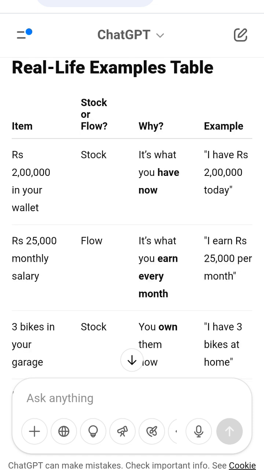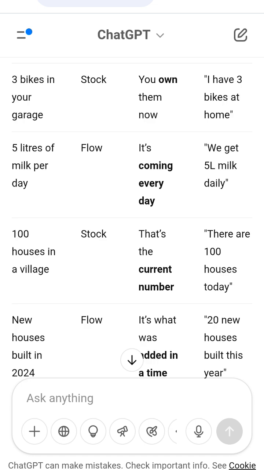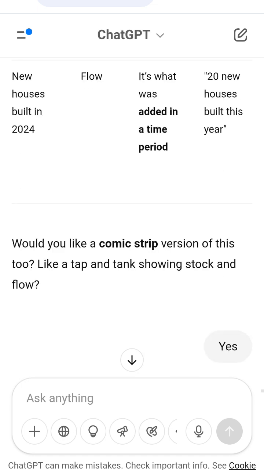100 houses in a village? Stock. There are 100 houses today. New houses built in 2024. Flow. It's what was added in a time period. 20 new houses built this year.